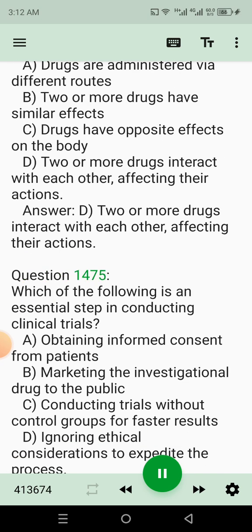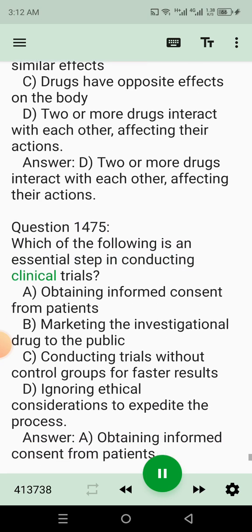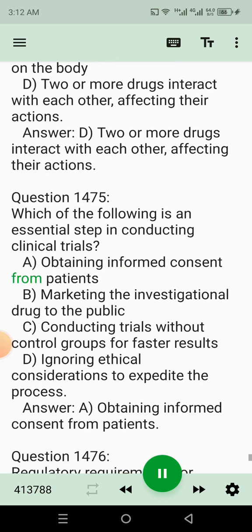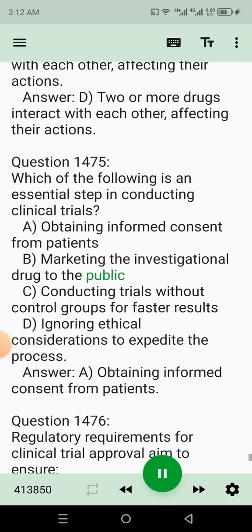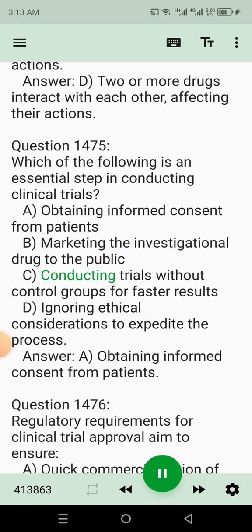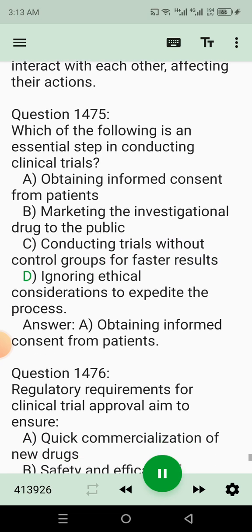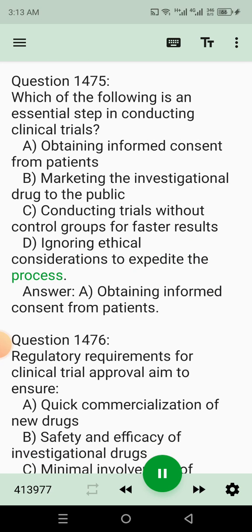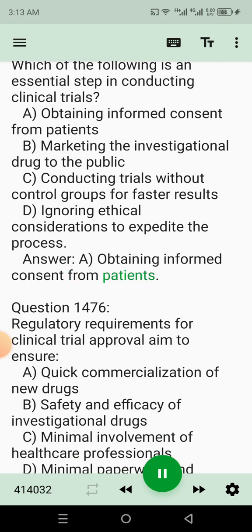Question 1475. Which of the following is an essential step in conducting clinical trials? A. Obtaining informed consent from patients. B. Marketing the investigational drug to the public. C. Conducting trials without control groups for faster results. D. Ignoring ethical considerations to expedite the process. Answer. A. Obtaining informed consent from patients.